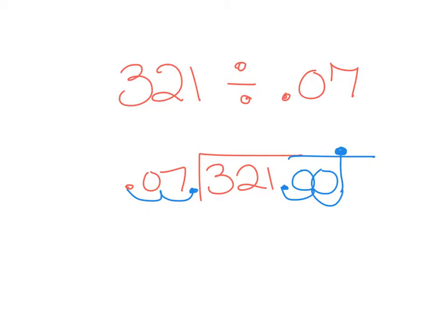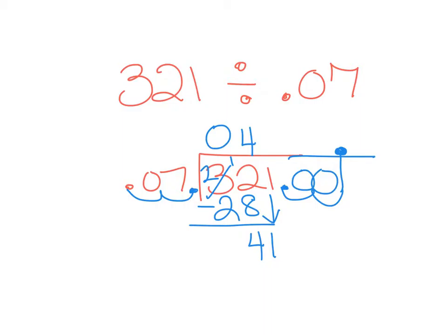7 cannot go into 3, so we'll place a 0 there. 7 can go into 32 4 times. 4 times 7 is 28. Subtract. 12 minus 8 is 4. Bring down the 1. 7 goes into 41, let's see, that would be 5 times. 5 times 7 is 35. If we subtract, we get 6.